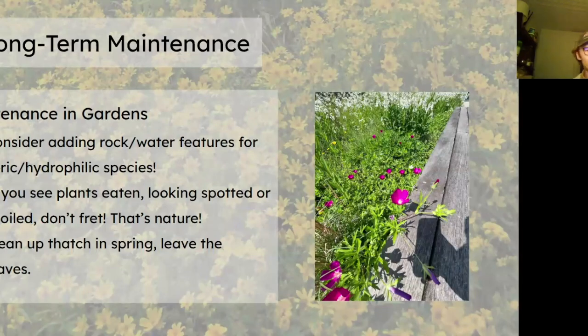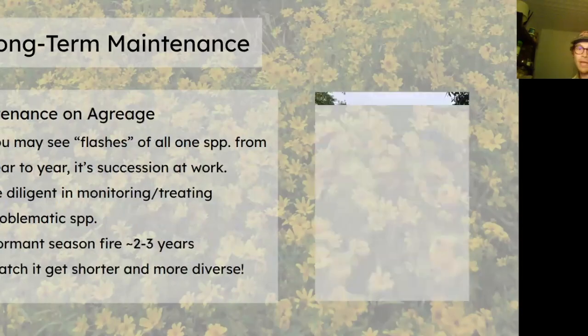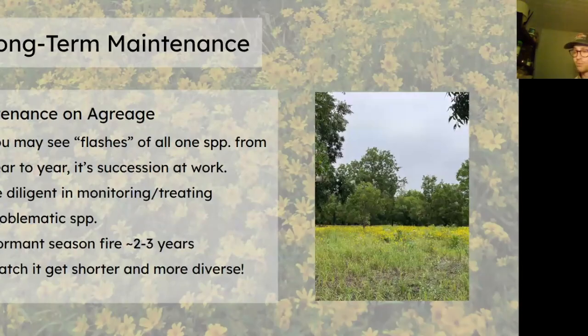So clean up the thatch in the spring, leave those leaves for all of the fun butterflies and beetles and other insects that pupate within the dead and dying foliage of the garden. For the maintenance and acreage, this is really the creme de la creme. This is really where it can be life changing. You can see essentially the engine turning over. You can see the flashes in the pan of something really starting to happen.